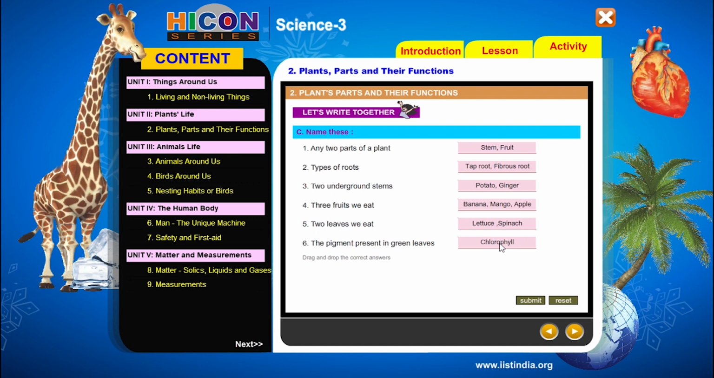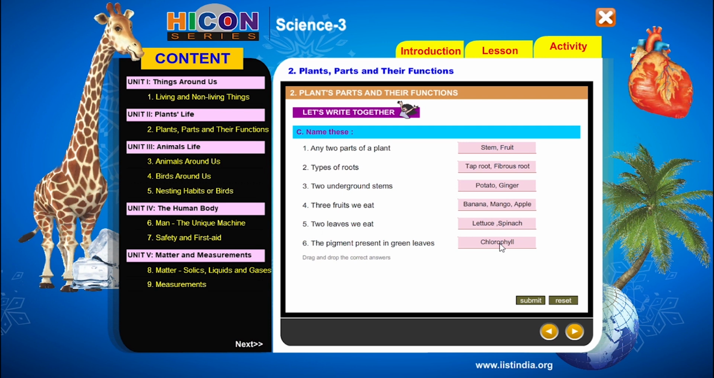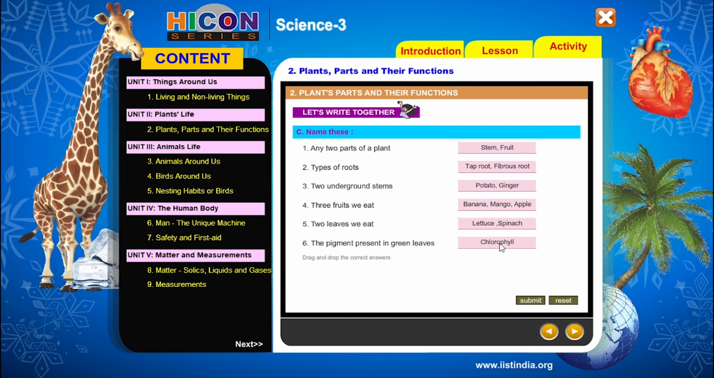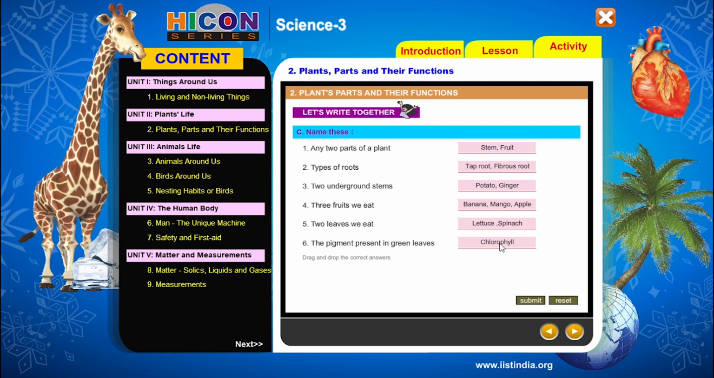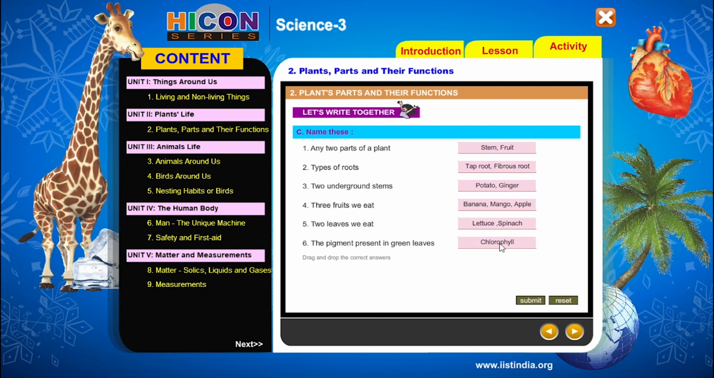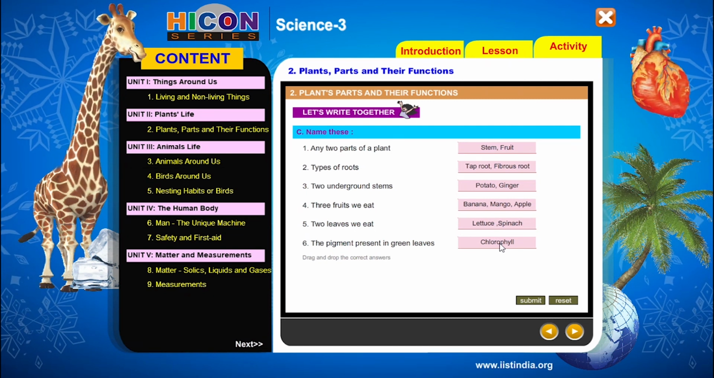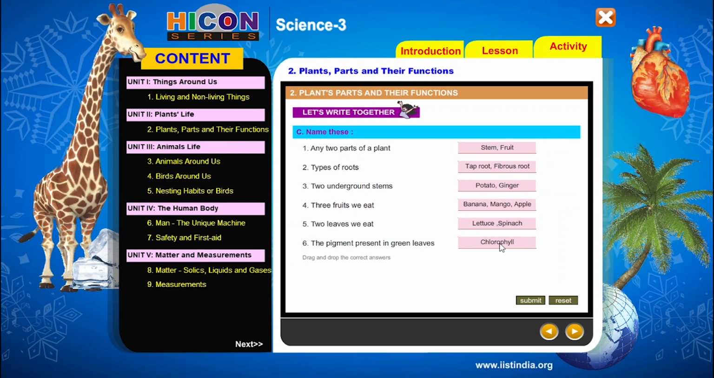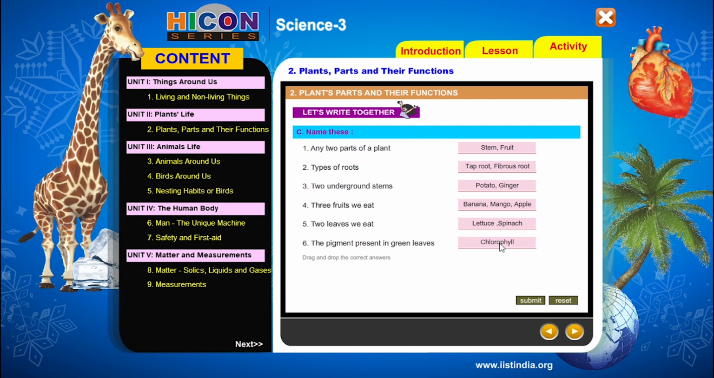That's why most of the leaves are green in color, because of this pigment chlorophyll present in the leaves. But some leaves do not have chlorophyll. That's why some leaves appear in red color, yellow color, white color, etc. So this is about chlorophyll. So children, these are the answers for the given six sentences. So note down these sentences in your notebook.